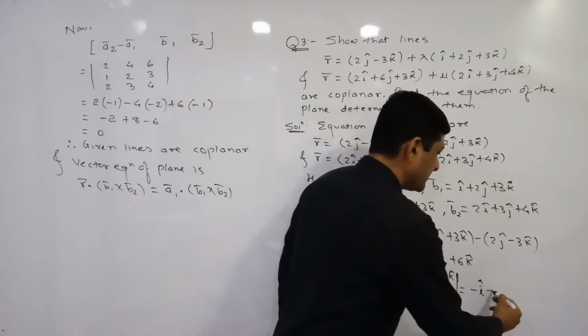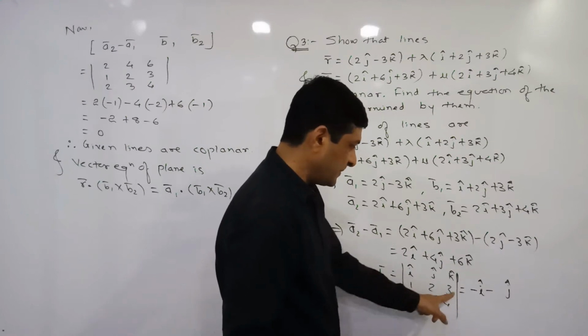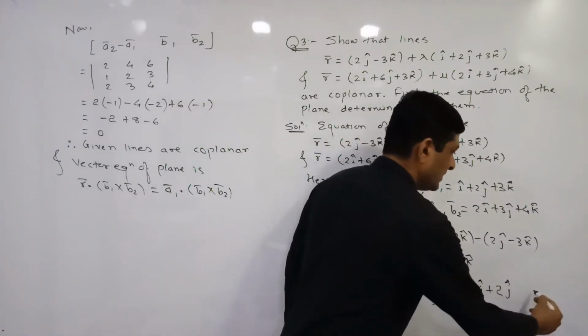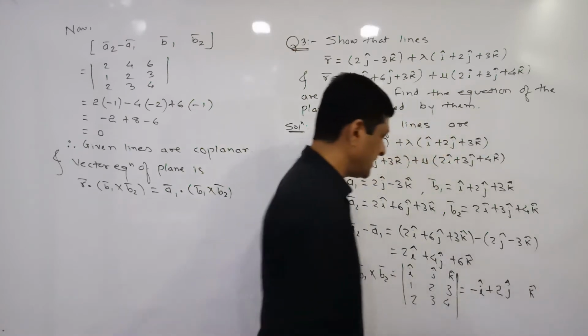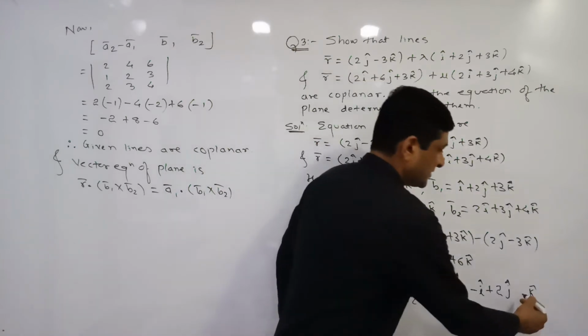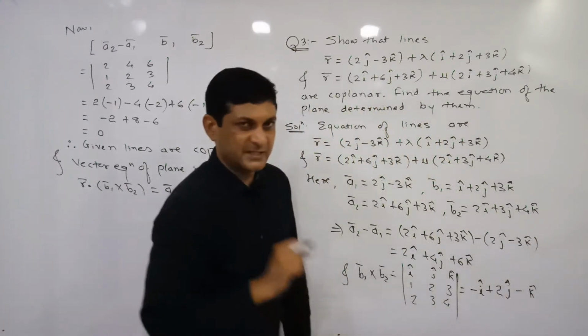Here plus j cap is there, so take here minus j cap. Delete this column. So 4 minus 6 will be equal to minus 2. Minus and minus will become plus 2. Lastly, find out the coefficient of k cap. Delete this column. This product is 3. 3 minus 4 is minus 1. So minus, if you are not writing 1, it is understood that 1 is there, isn't it?